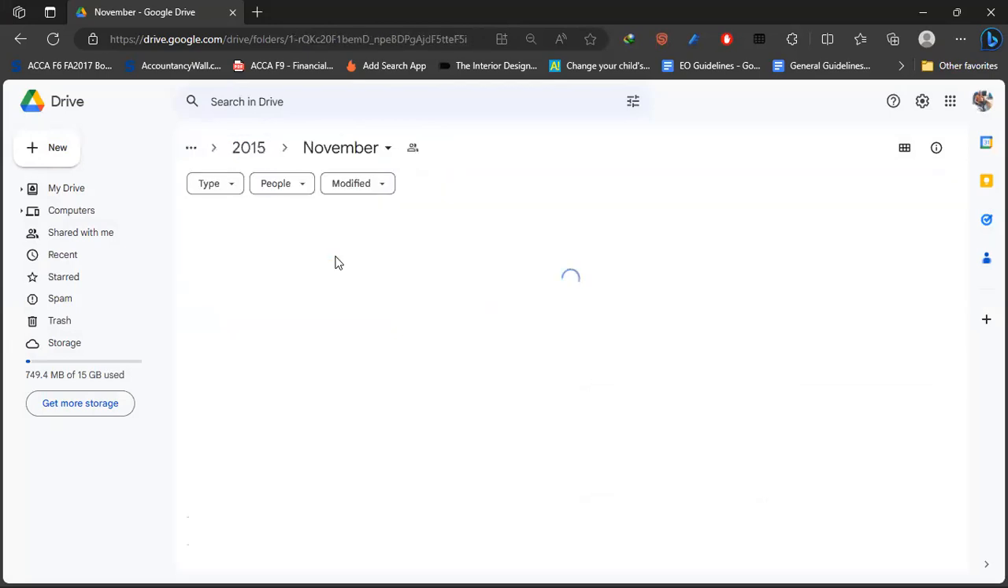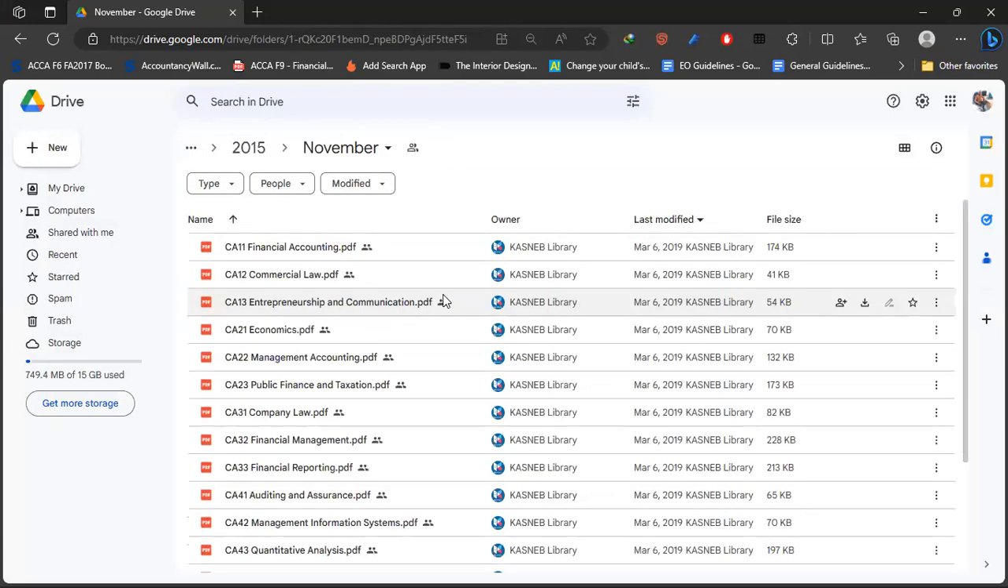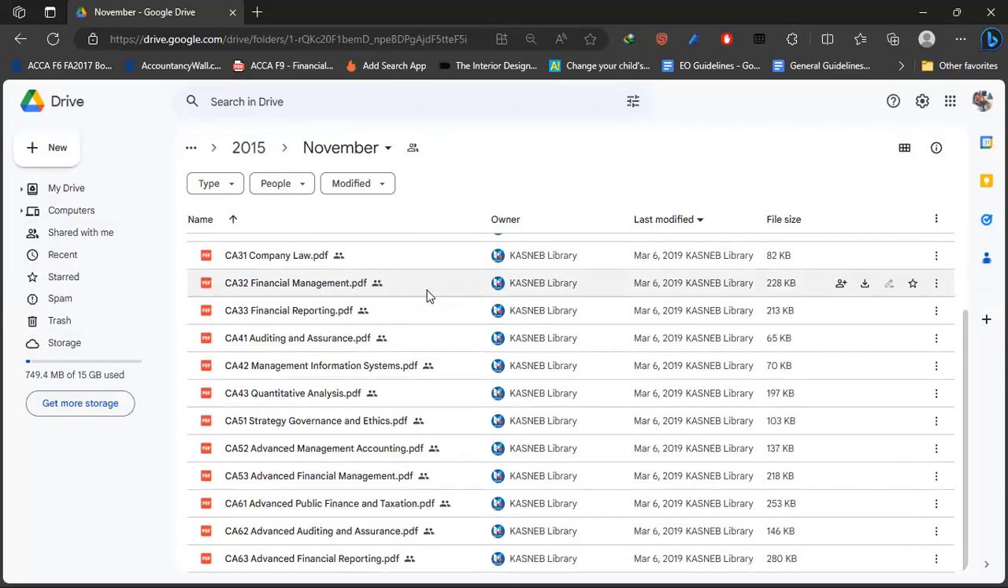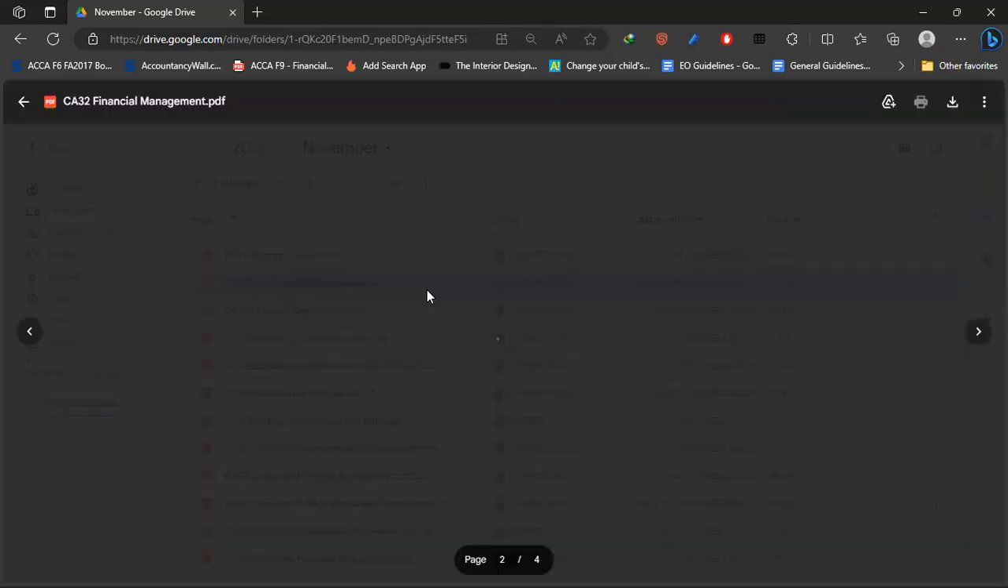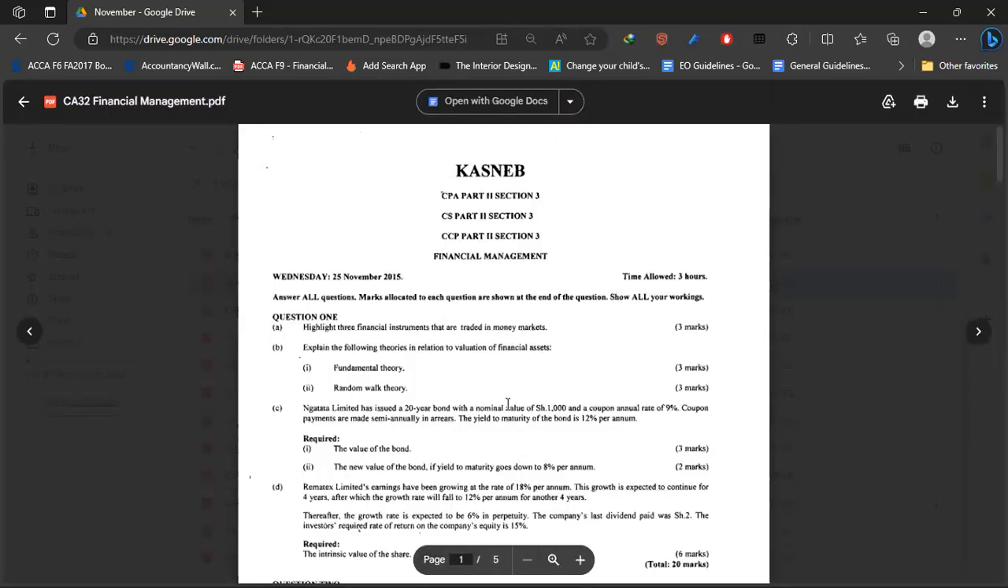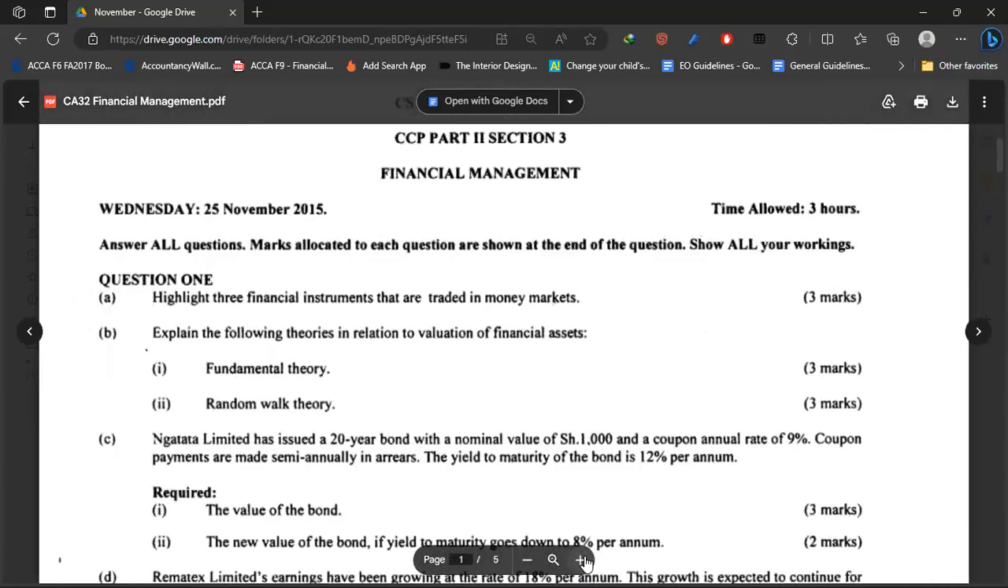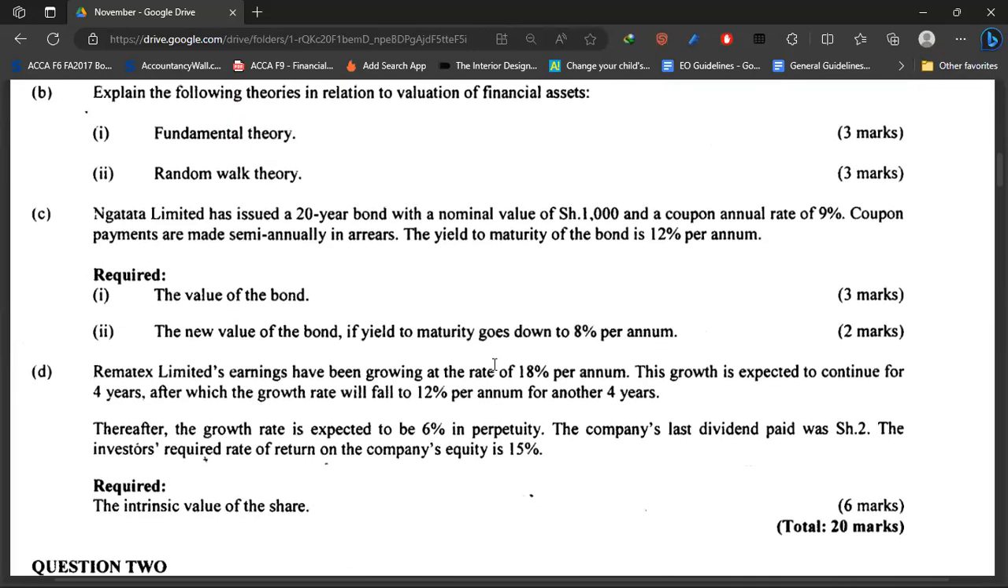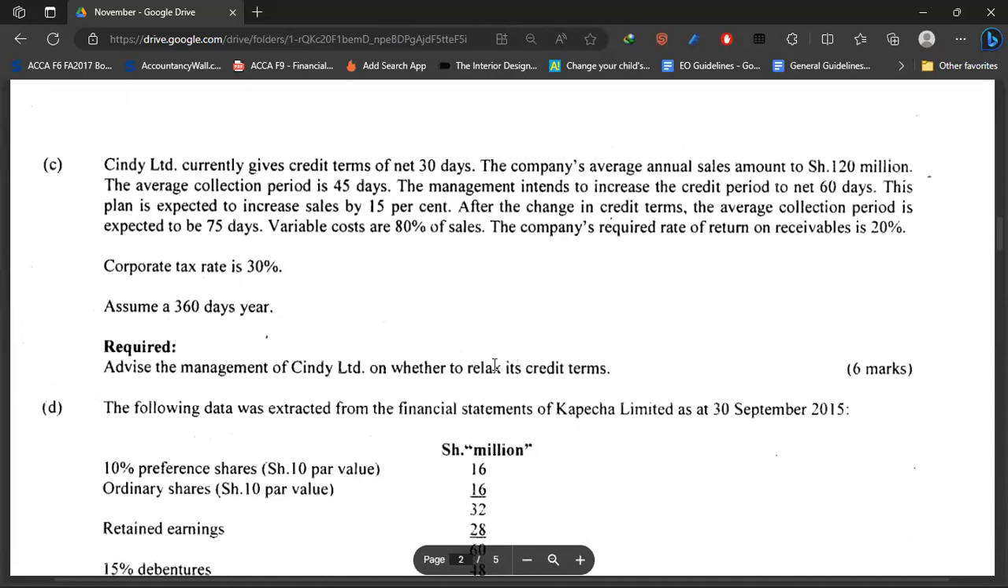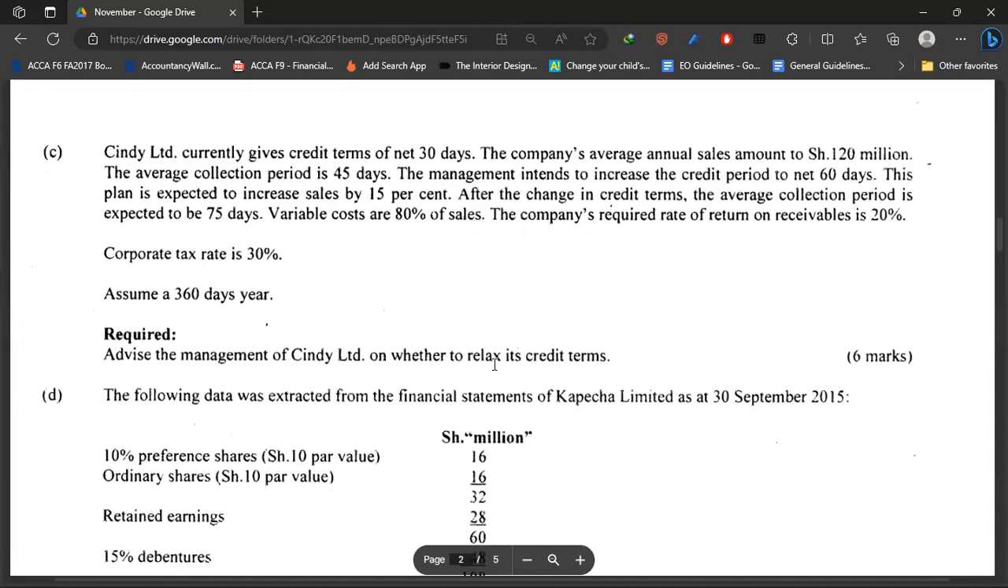Okay, let me start with November now. You're looking at November 2015 Financial Management. It should be question number 2, question 2C. Who is reading for us right now? Someone, please. Question 2C very quickly.